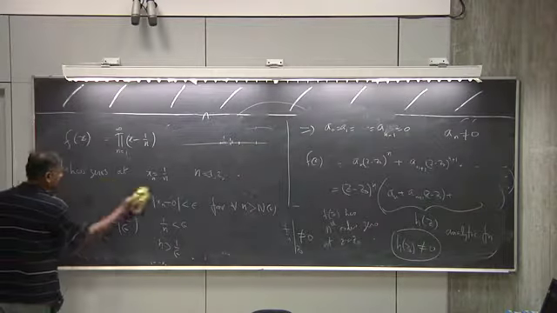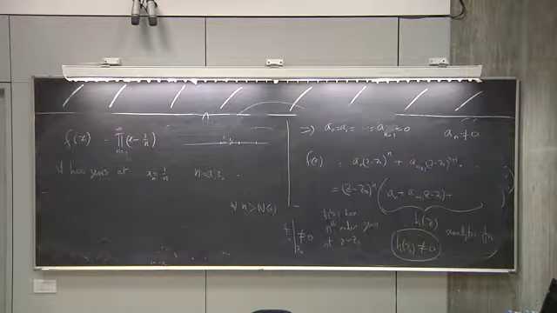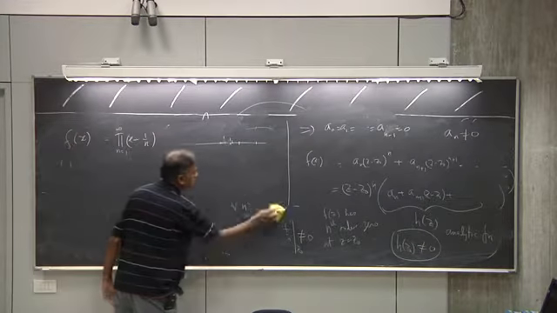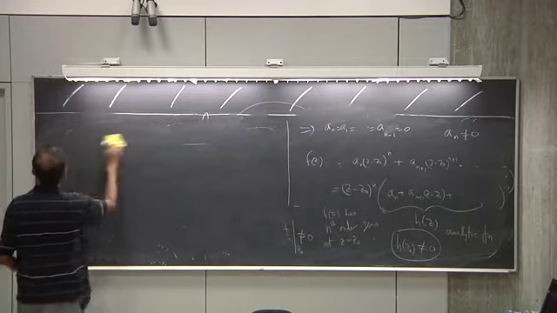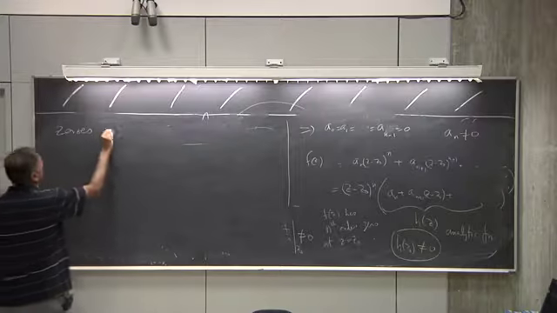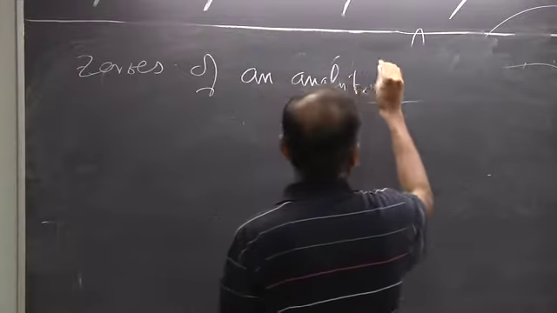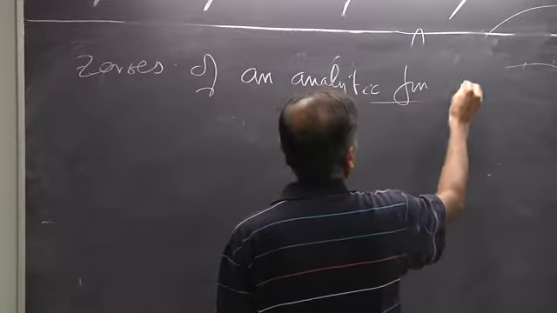Okay. So this is another way to say that the zeros of an analytic function are isolated. So there are no accumulation points. So they are isolated, which means around a 0 you can find a small neighborhood such that it has no other 0 in that neighborhood. That's what you mean by isolated. So zeros of an analytic function are isolated.